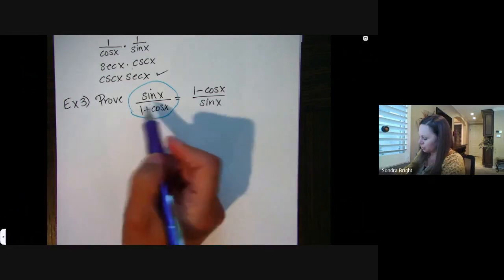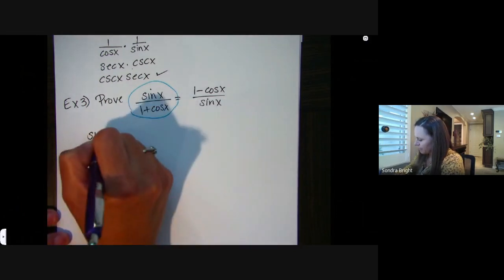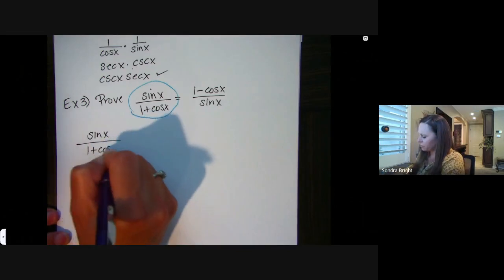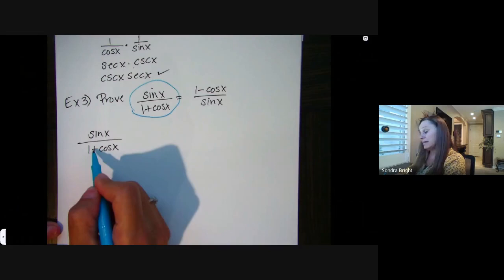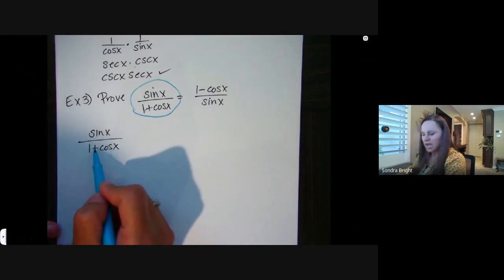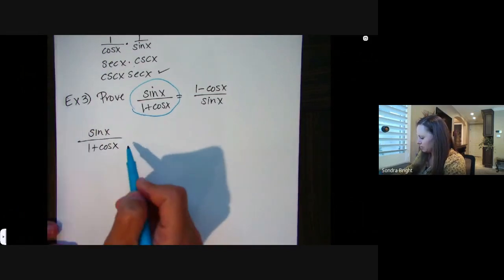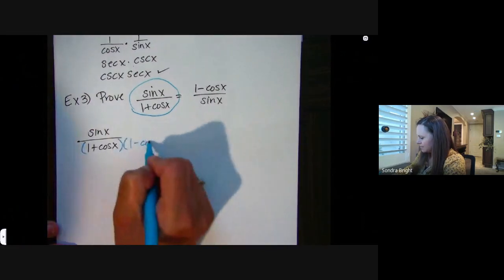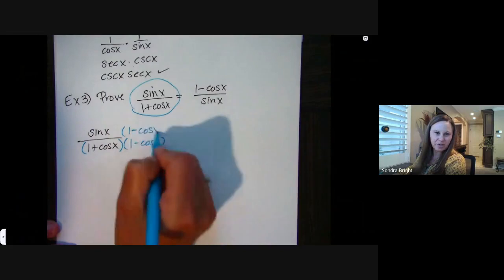So here's the trick. The trick is multiply by the conjugate of the denominator. If you see a 1 plus cosine or a 1 minus cosine or a 1 plus sine or a 1 minus sine where there's not squareds there, multiply by the conjugate. And you can do that as long as you multiply the top by the same thing, because now you're just multiplying by a fancy looking 1.